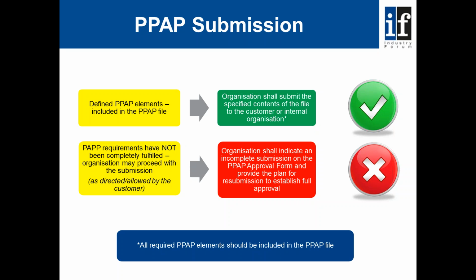Or if the PPAP requirements have not been completely fulfilled, then the organisation may still proceed with the submission. However, that submission is going to be made with known deficiencies, and we need to supply some form of corrective action plan to bridge the gap between the file originated and the deficiencies that need to be resolved prior to final sign-off. So the organisation shall indicate an incomplete submission on the PPAP approval form and provide the plan for resubmission to establish full approval.